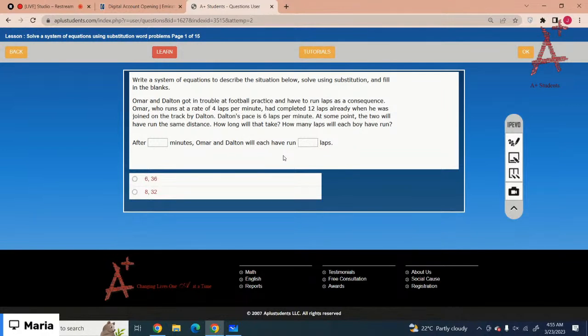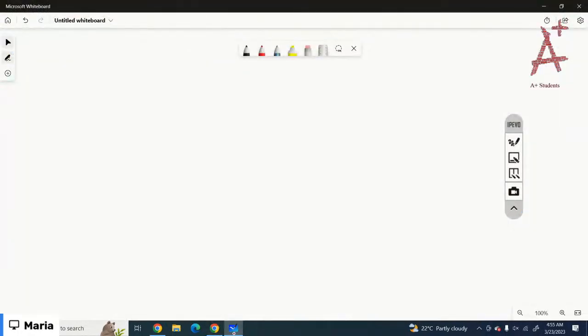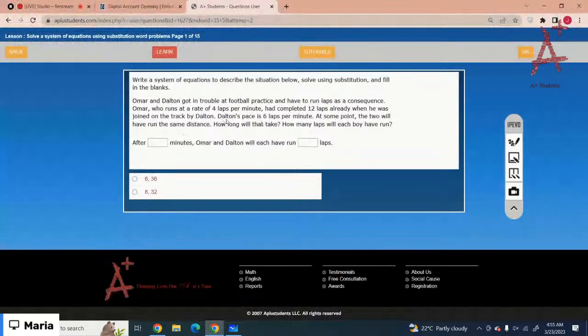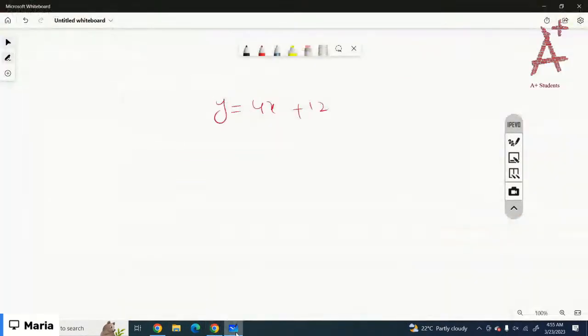So basically, first of all, we have to write down the equations. Got it? So let's write down the equations. Umar, who runs at 4 laps per minute, it would be 4x plus 12. So the first equation is y equals 4x plus 12. Then the second equation: Dalton's pace is 6 laps per minute, so it would be y equals 6x.